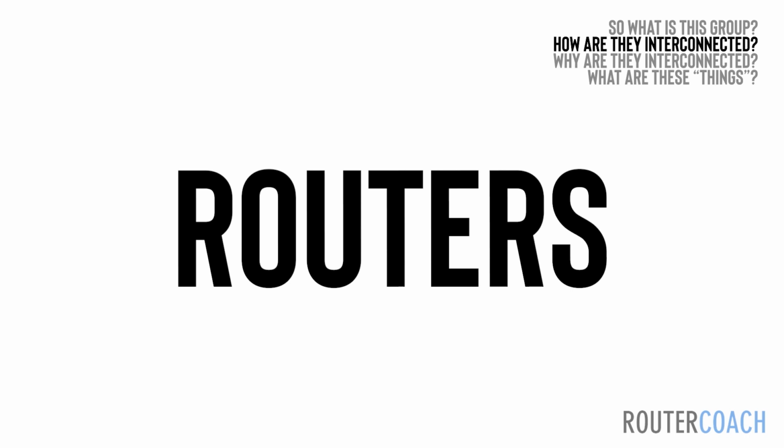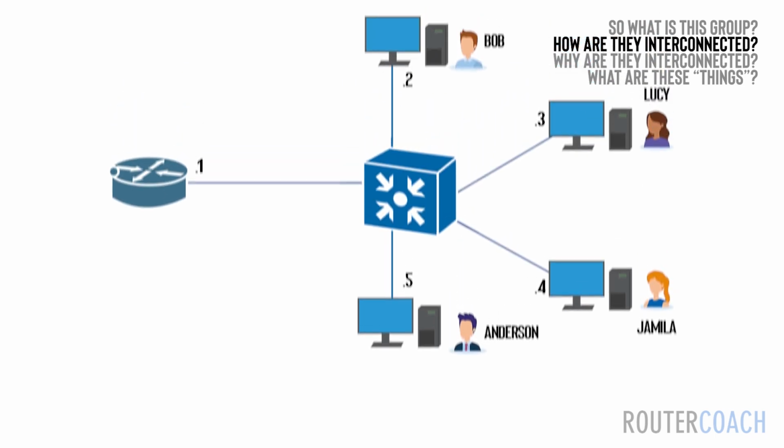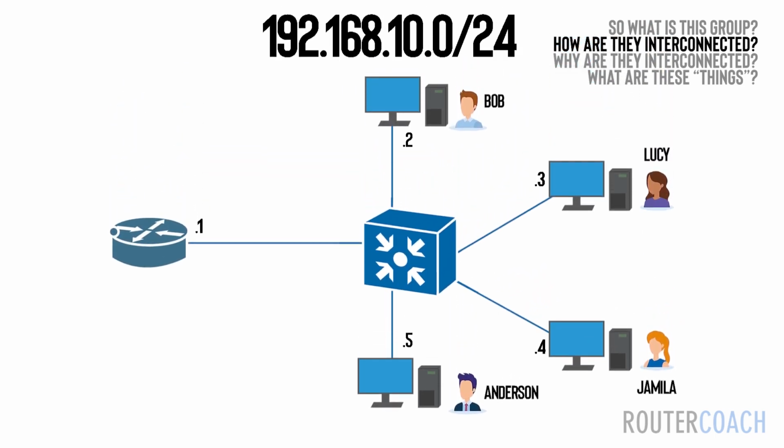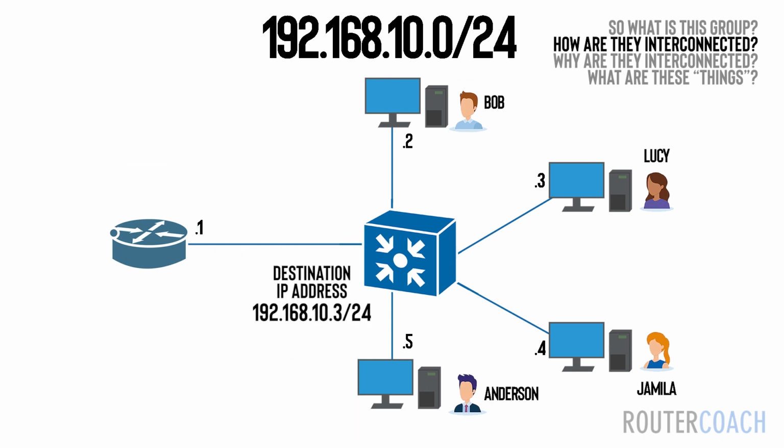Routers are networking devices that operate at the network layer of the OSI model and are responsible for finding the best path to forward data packets from one network to another. Routers use routing tables which contain information about the various networks that the router is connected to so that the router can make decisions about the best path to take based on the destination IP address of the packet.